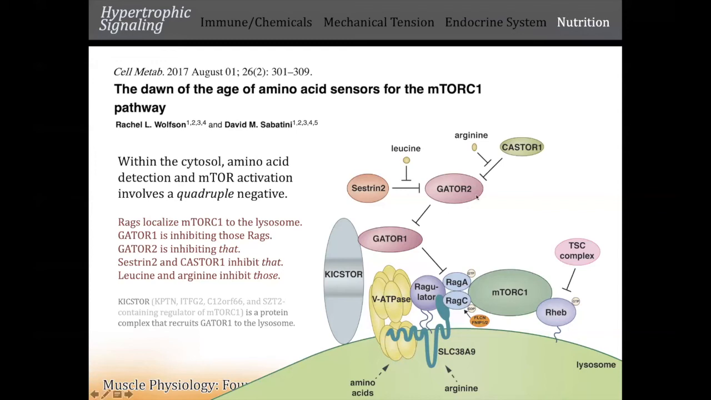Now with leucine, introduce a bunch of leucine, right? It binds to Sestrin 2, and normally Sestrin 2 is going to be bound to Gator 2, shutting it off. But if you put a bunch of leucine in your mouth and swallow it and get it into your cells, you can inhibit that response.